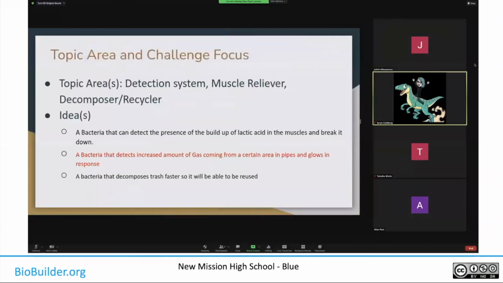The topic we chose was a bacteria that detects the amount of gas coming from a certain area in the pipes. And what the bacteria would do would change the color or stain this particular part of the pipes that were leaking gas.